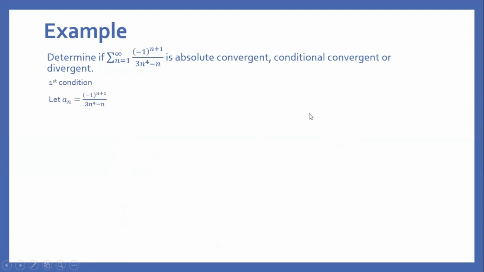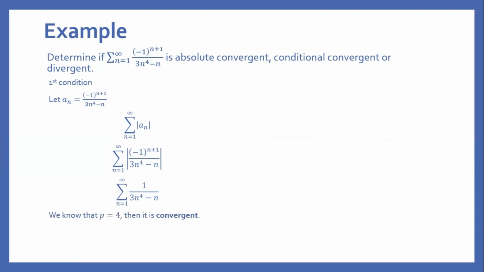Kunin, sa first condition, kunin lang natin yung absolute nito. So, let A sub n equals negative 1 raised to n plus 1 over 3n raised to 4 minus n. Then, kunin natin absolute, magiging negative 1 raised to n plus 1 over 3n raised to 4 minus n. So, pag sinimplify natin, magiging summation of 1 over 3n raised to 4 minus n. We know that the p equals 4, then it is a convergent kasi mas mataas siya sa 1.